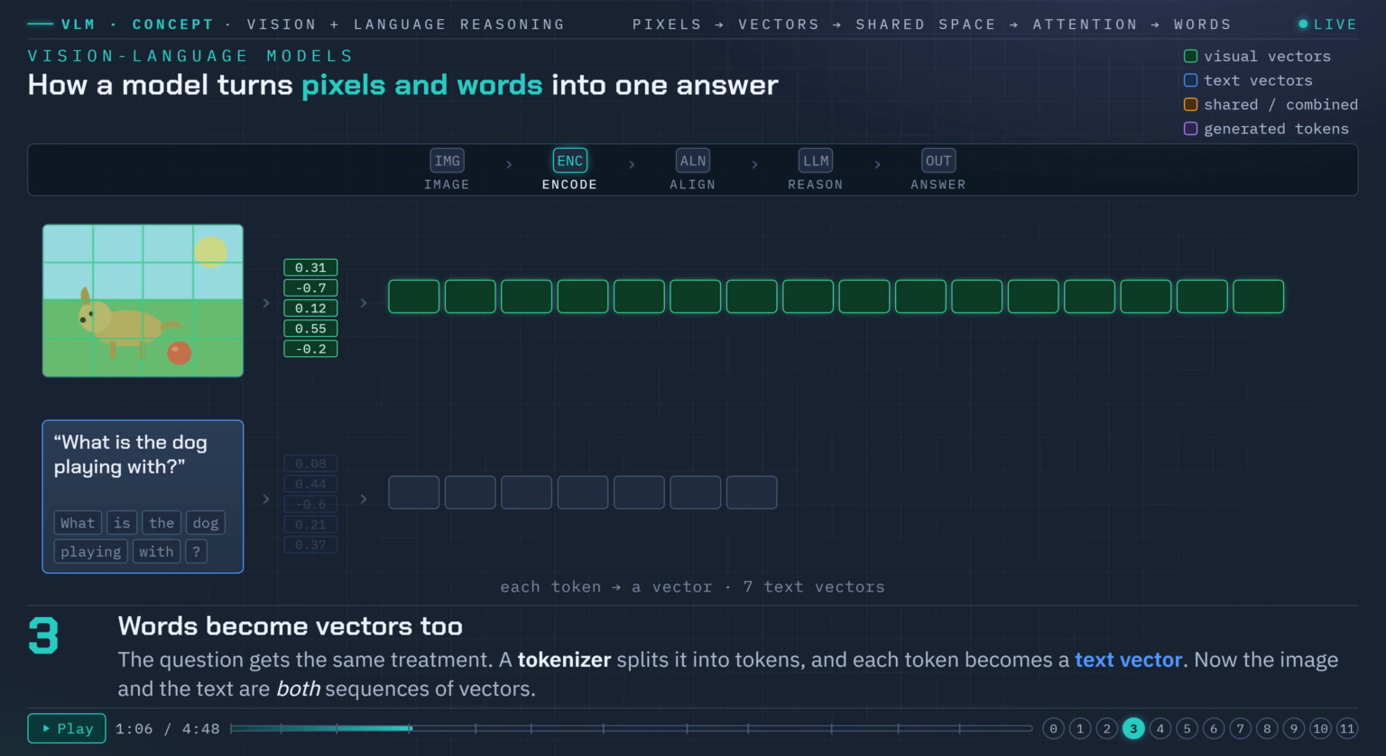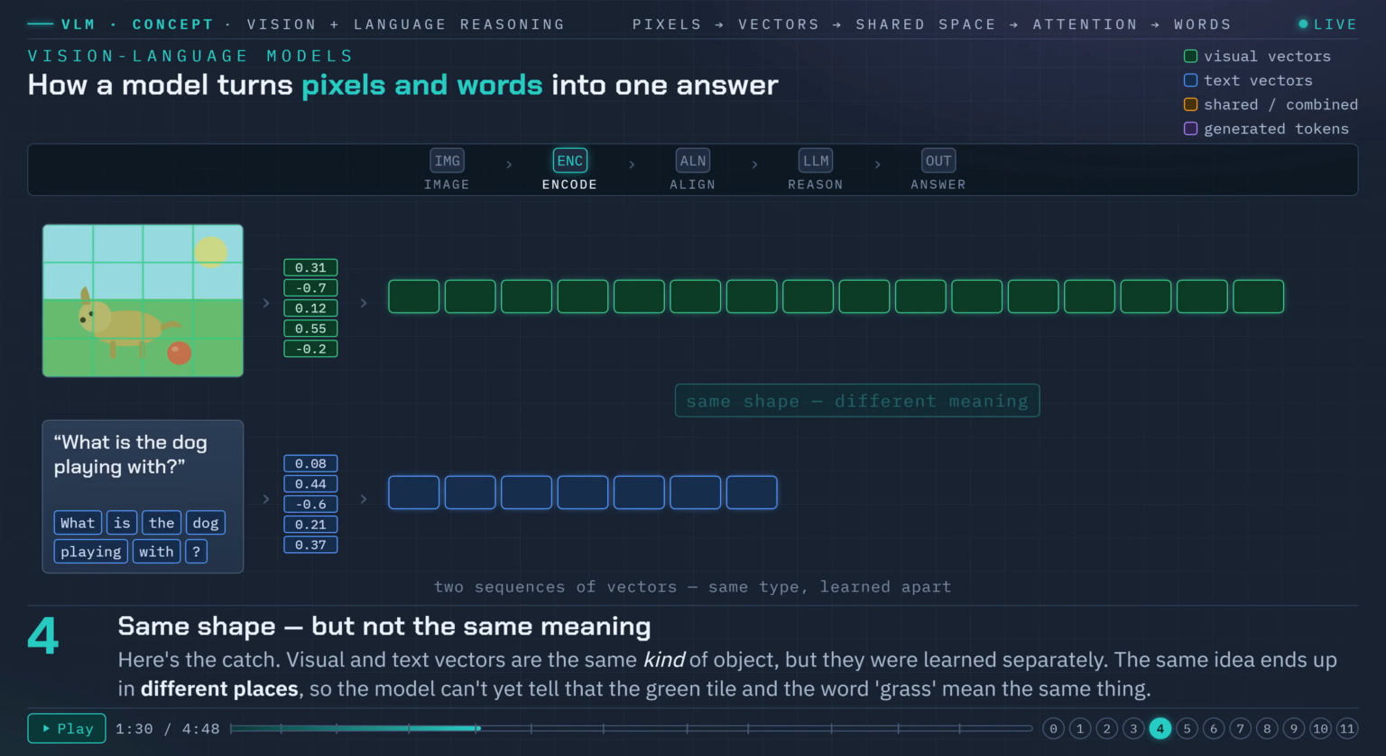The question gets the same treatment. A tokenizer splits it into tokens, and each token becomes its own vector. So now the image and the text are both sequences of vectors, the same kind of object, just coming from different places.